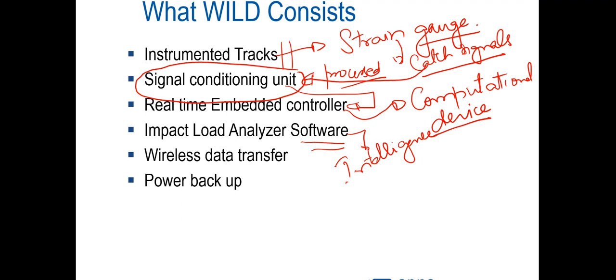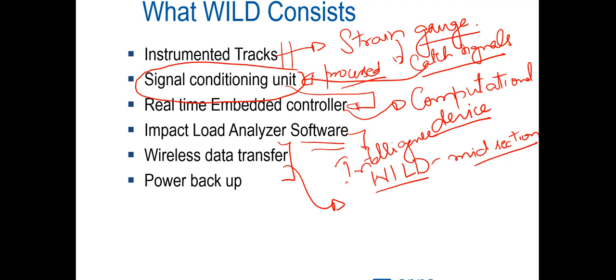Now why do we need wireless data transfer? These wheel impact detectors you would ideally like to put at a place where the trains are actually running at full speed, and that would be in the midsection. If you want somebody to keep going to the midsection to get this data, it's extremely difficult, so you want a wireless data transfer facility.